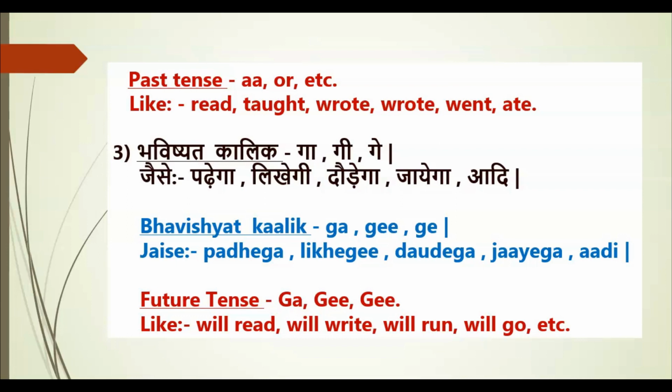The third type of kridant kriya is bhavishyat kalin, which is ga, gi, ge. जैसे पढ़ेगा, लिखेगी, दौड़ेगा, जाएगा आदि. This means future tense, that is ga, gi, etc. Like will read, will write, will run, will go, etc.